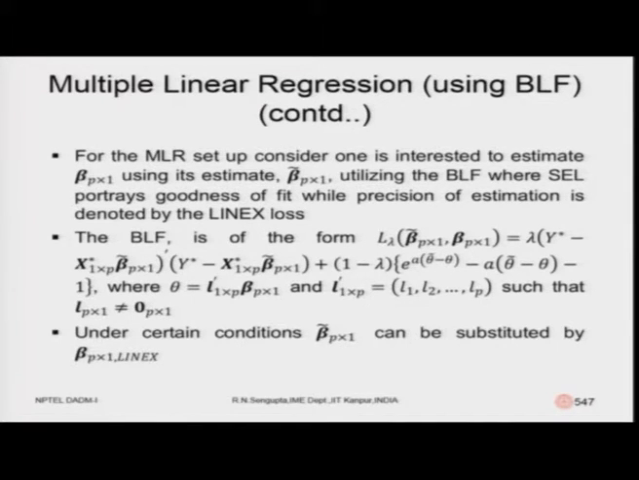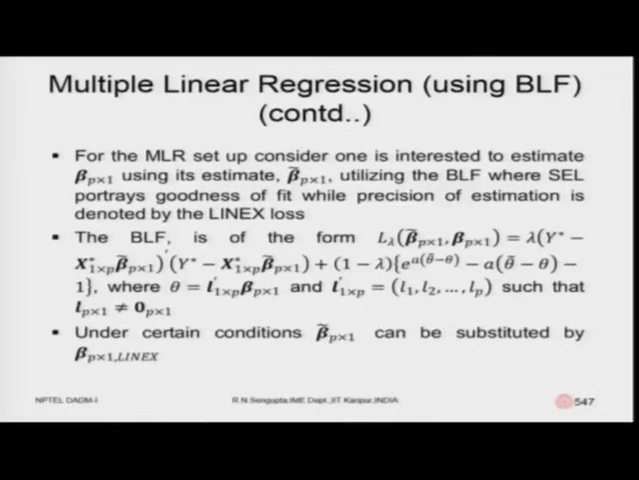Now, consider the second type of formulation of the same concept, but presented in a different way. For the MLR setup, consider one is interested to estimate beta, again beta p cross 1, a vector, using beta tilde. Beta tilde is used generally, but here the balance loss function has been modeled accordingly. Squared error loss portrays the goodness of fit, and the precision of estimation is denoted by Linex loss.